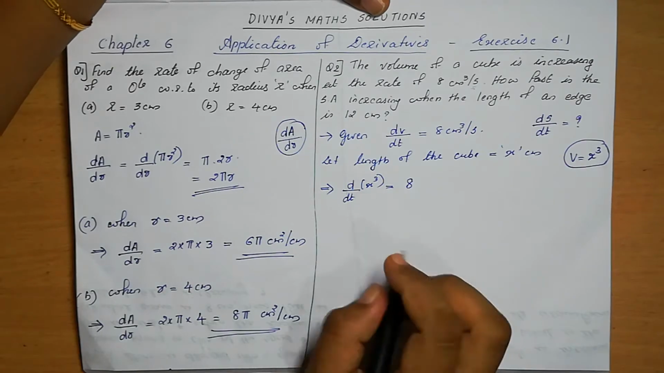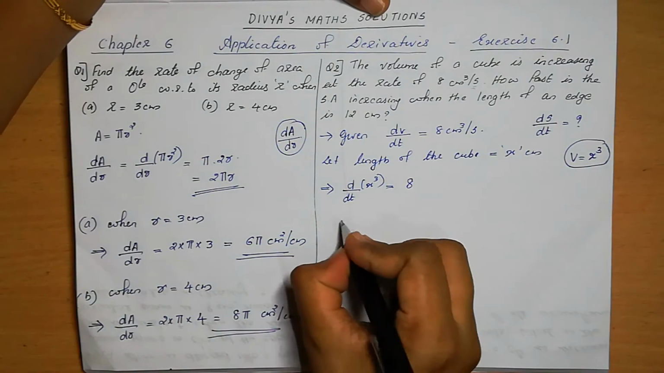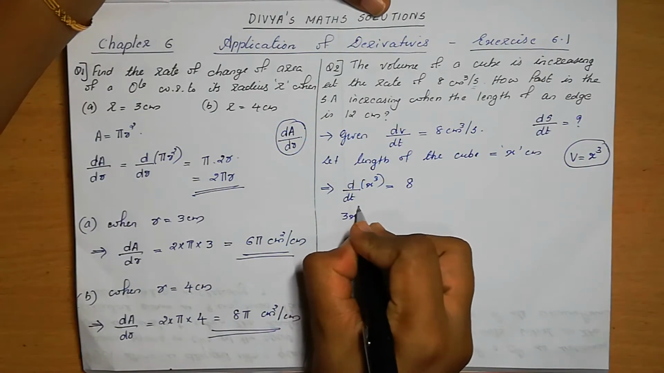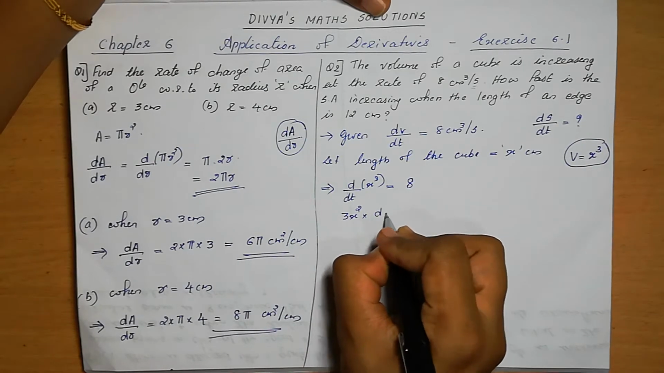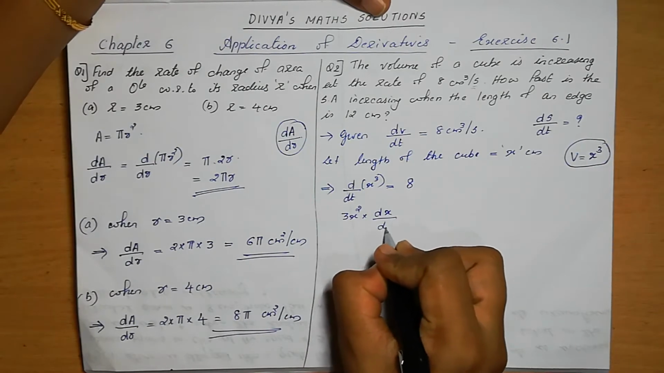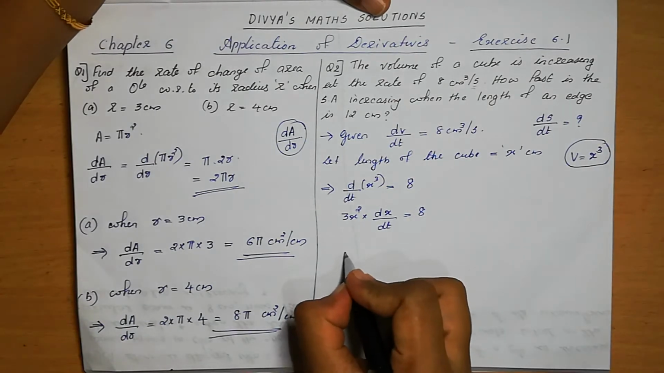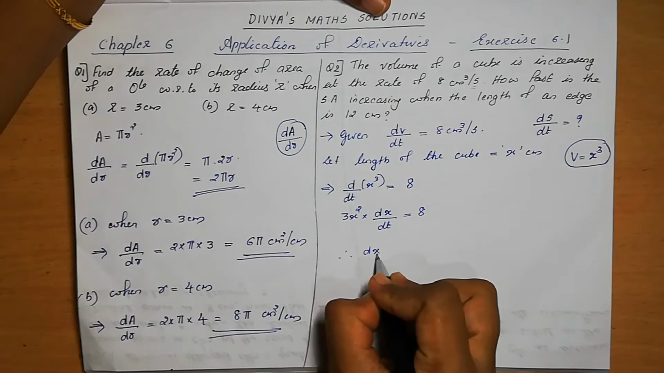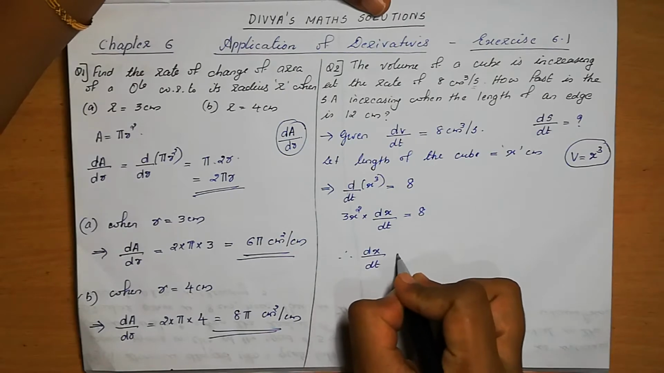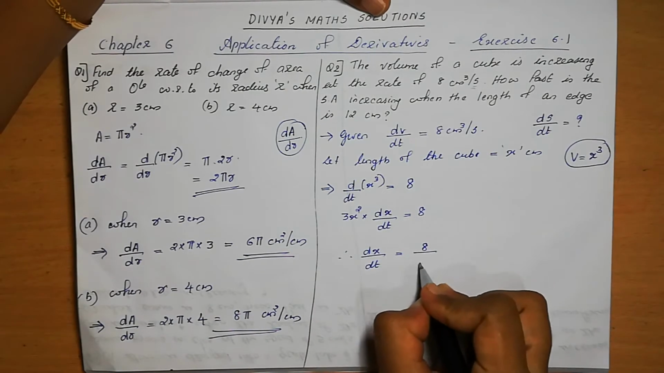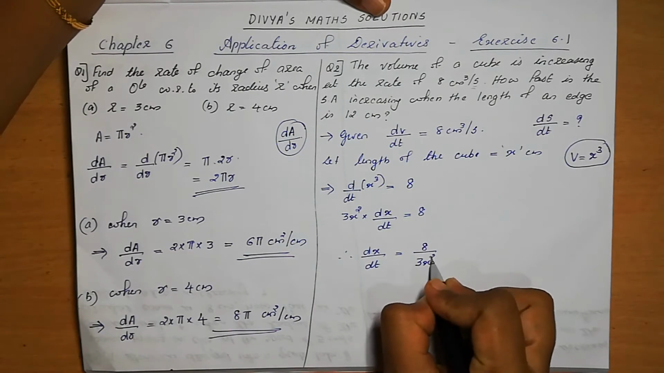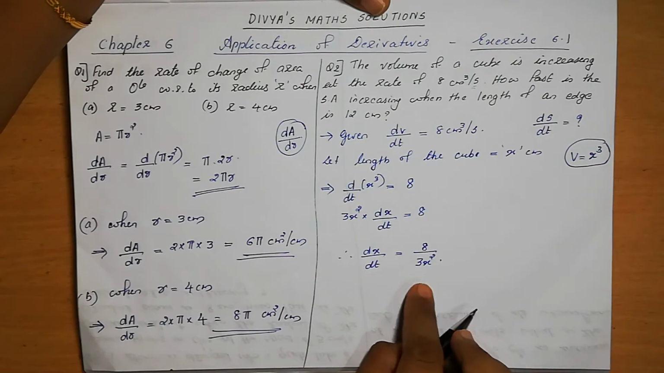The rate of change of volume with respect to time is given, so we can write a derivative. The derivative of x cubed is 3x squared into dx by dt. dx by dt equal to how much will we get? 8 we will get. So from here we can write dx by dt equal to 8 by 3x squared. This is the value of dx by dt.